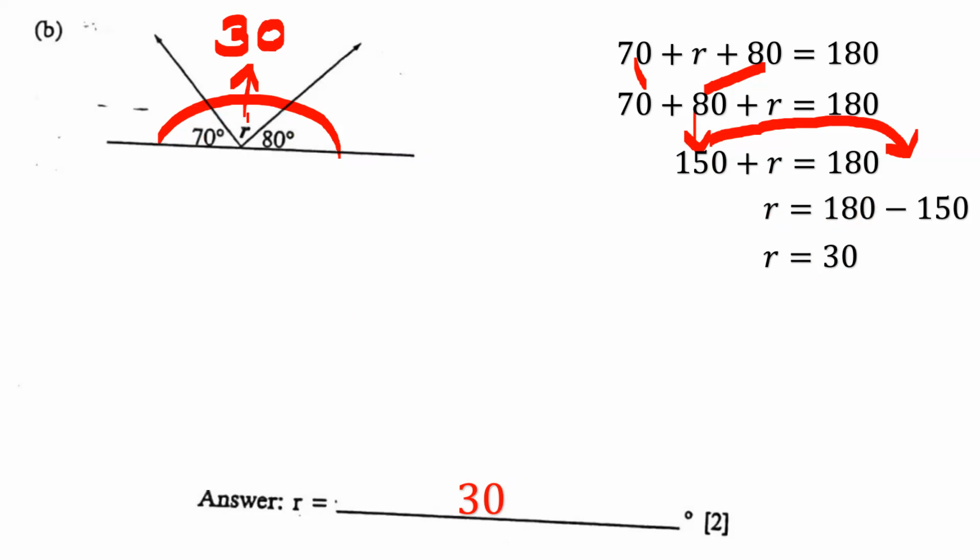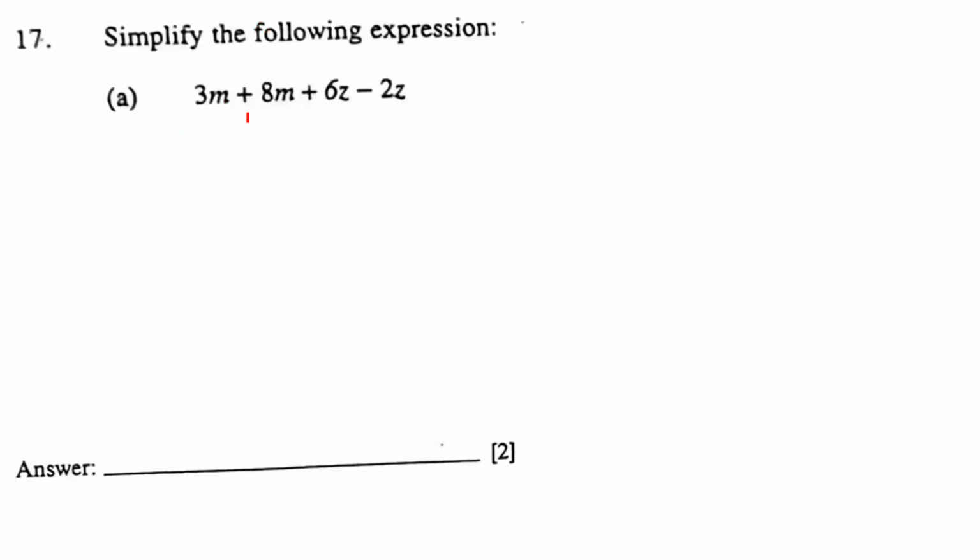Okay, let's move on to the next question. Here we have to simplify. It says simplify the following expression. We have 3m plus 8m plus 6z minus 2z. We have to add the like terms. So we have 3m plus 8m. 3m plus 8m is going to be 11m. So again, 3m plus 8m is 11m.